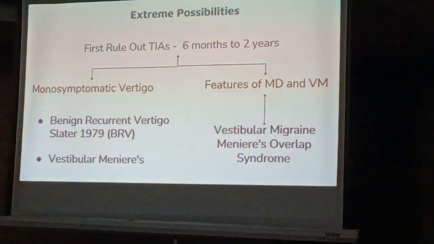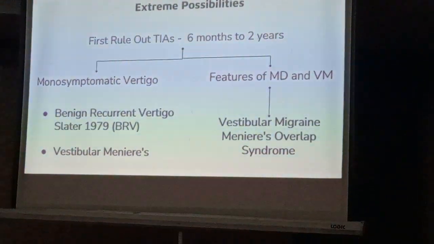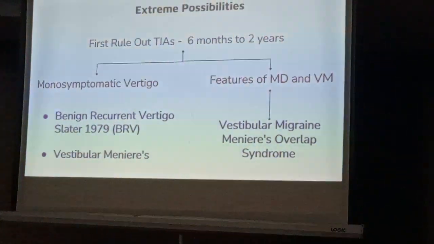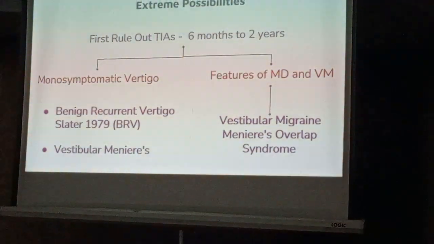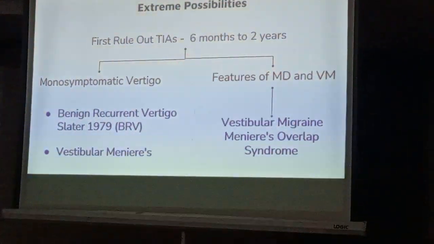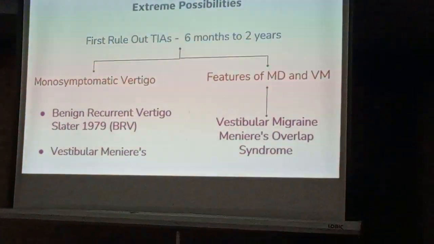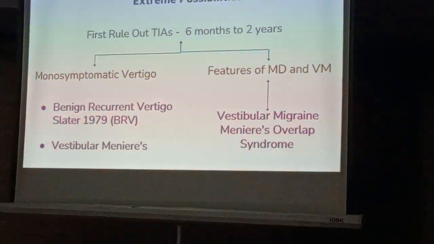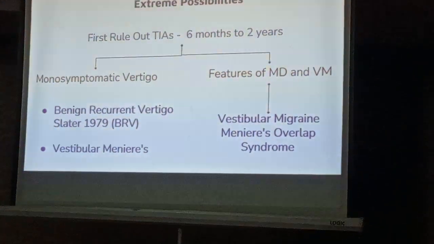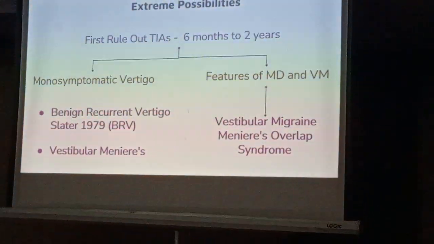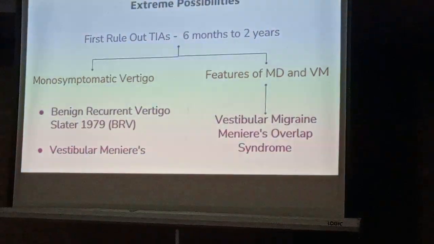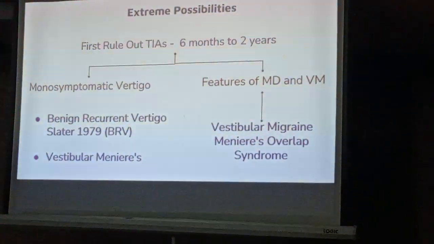You can do a clinical test called the high frequency head shake maneuver. So you take the patient's head and you shake the head in a particular way, and after high frequency head shake, you look for nystagmus. If the patient develops nystagmus, it means that the patient has some permanent vestibular damage, and that will be only in vestibular Meniere's. In BRV, it is benign. There will not be any permanent damage in the vestibular system. So this is how you can differentiate between these 2.